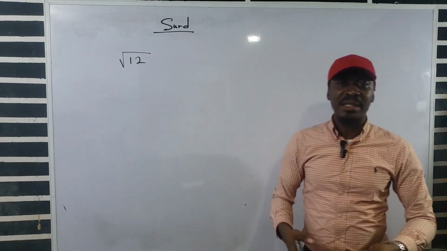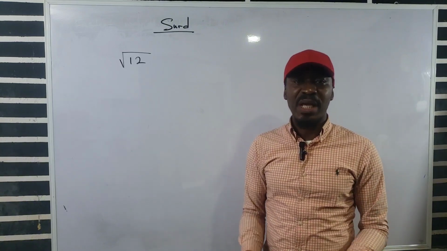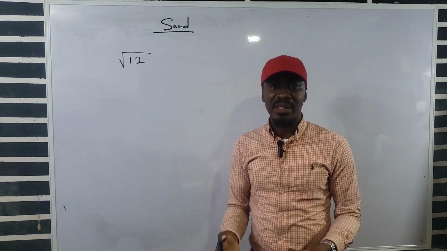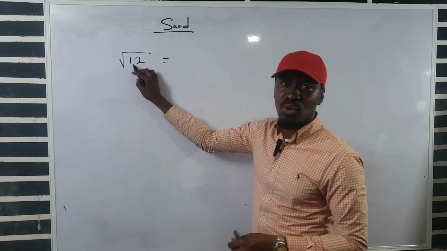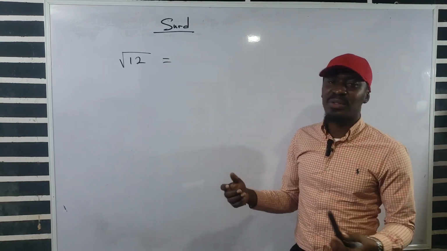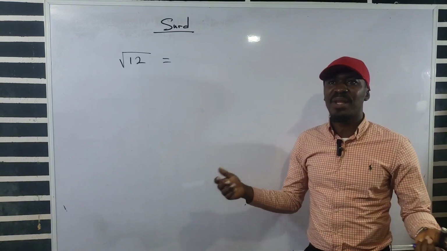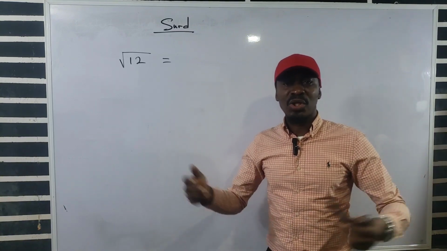Square root of 12 is in its single form. Now, can this square root of 12 be expressed in a different form? Yes, it can. You can expand this square root of 12. Now, how do we expand? Do we just say we have different numbers that can give us 12? Do we just put any number?